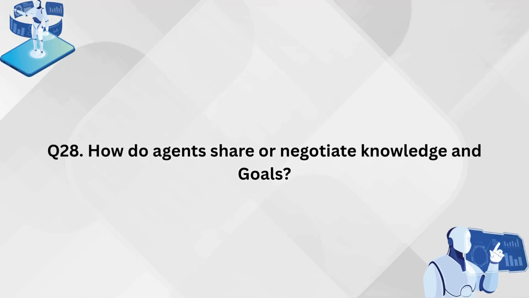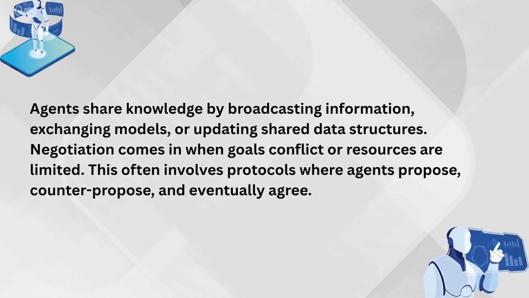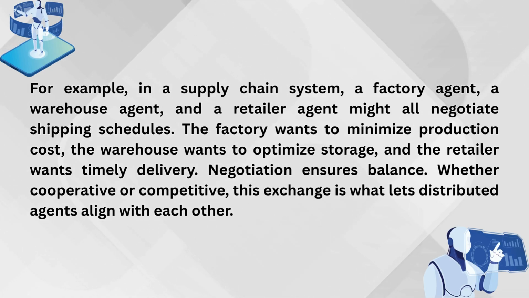How do agents share or negotiate knowledge and goals? Agents share knowledge by broadcasting information, exchanging models, or updating shared data structures. Negotiation comes in when goals conflict or resources are limited. This often involves protocols where agents propose, counter-propose, and eventually agree. For example, in a supply chain system, a factory agent, a warehouse agent, and a retailer agent might all negotiate shipping schedules.